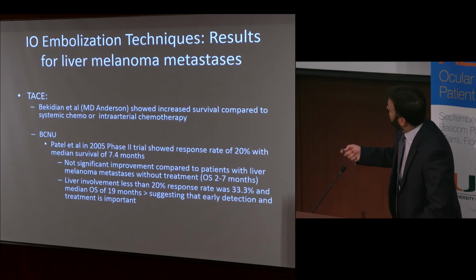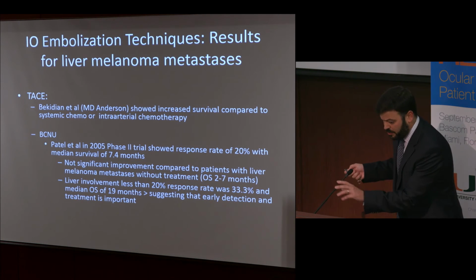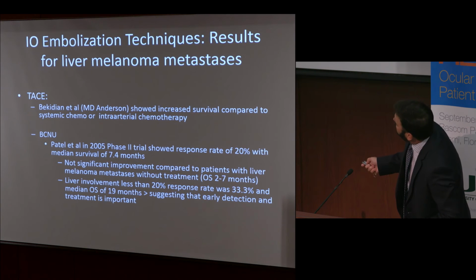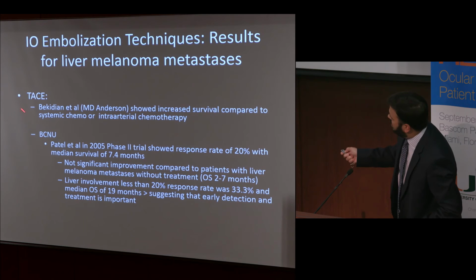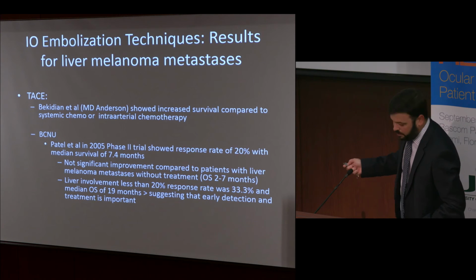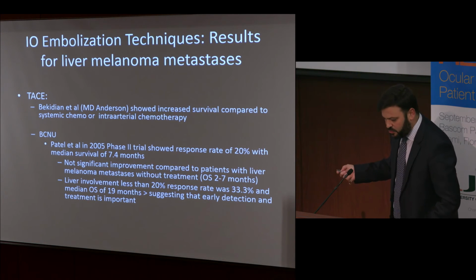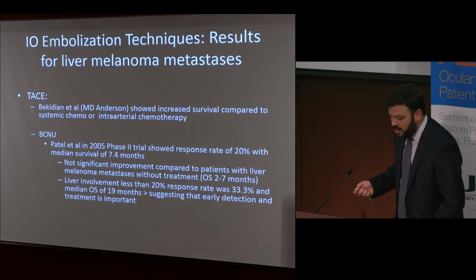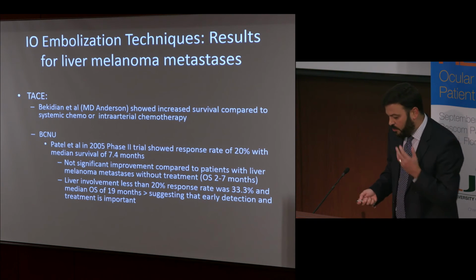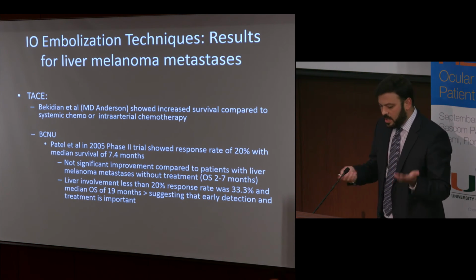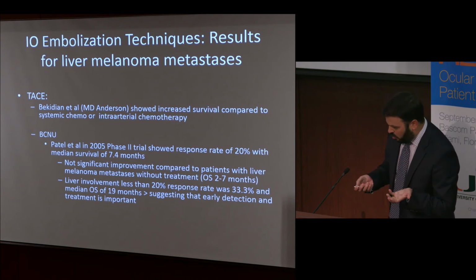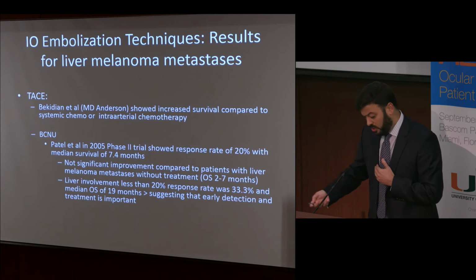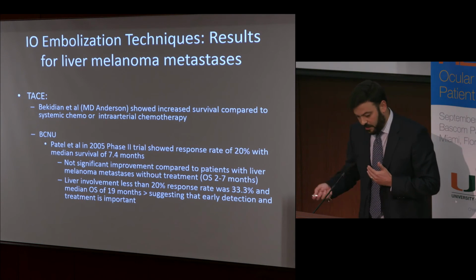I'm just going to quickly go through some of the data as it pertains to melanoma. TACE has been done with this agent specifically for melanoma, BCNU. Dr. Patel in 2015 had a phase 2 trial, and they found a 20% response rate with a median survival of 7.4 months, which is not much more than patients with liver melanoma metastases that don't undergo treatment, which is between 2 and 7 months.